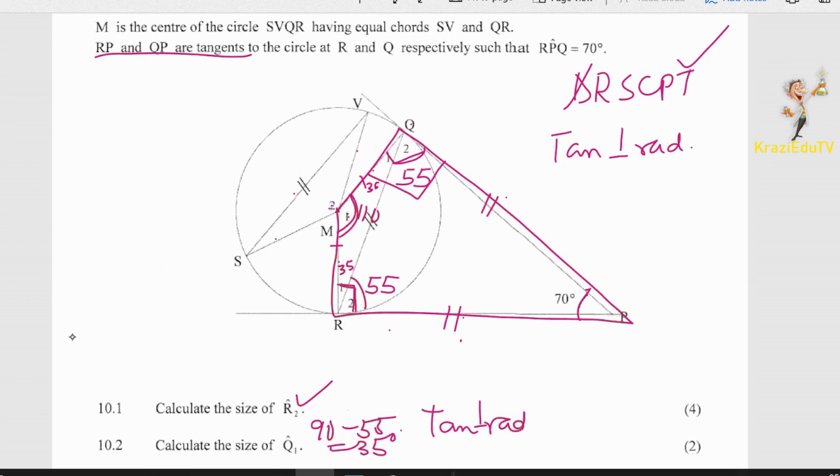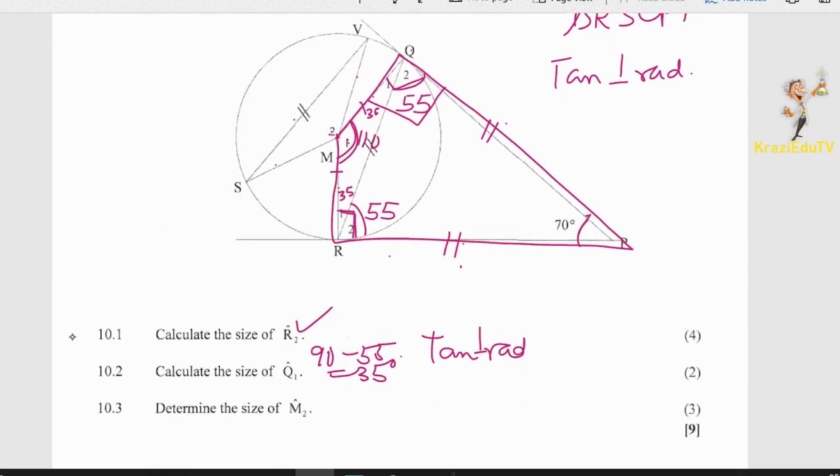Alright, guys, I want to believe that we've been able to do this. Now, determine the size of M2. Let's just get this one, and the next video will be on a bit of tricks. Determine the size of M2.